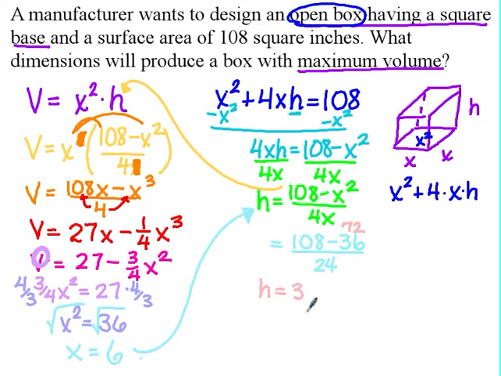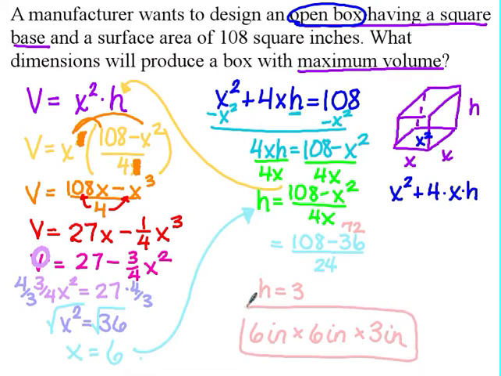So let's look back at the problem. It says, what dimensions will produce a box? So the dimensions in this case will be 6 inches by 6 inches by 3 inches. So in this problem, they didn't want you to find the maximum volume. They just wanted you to find the dimensions.